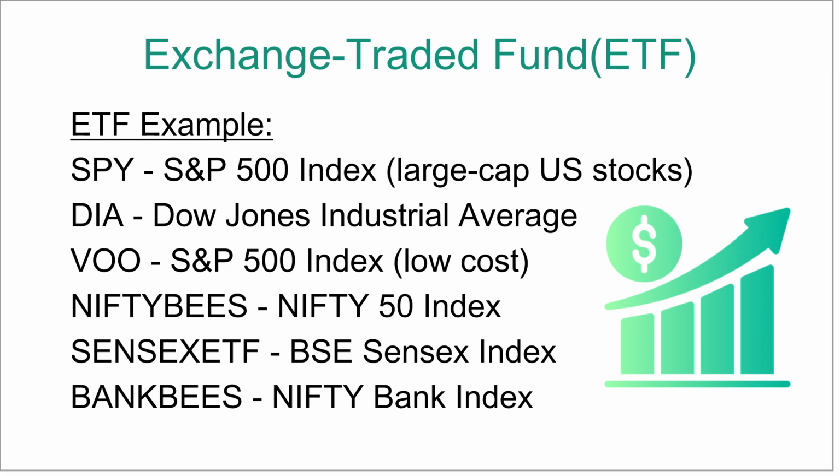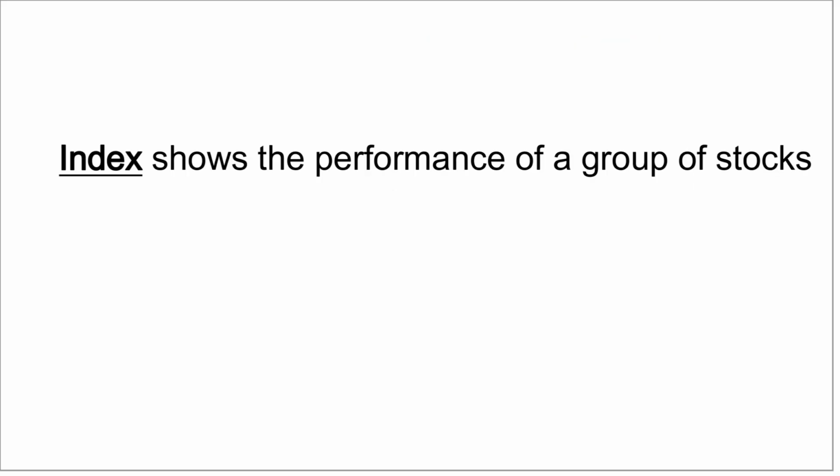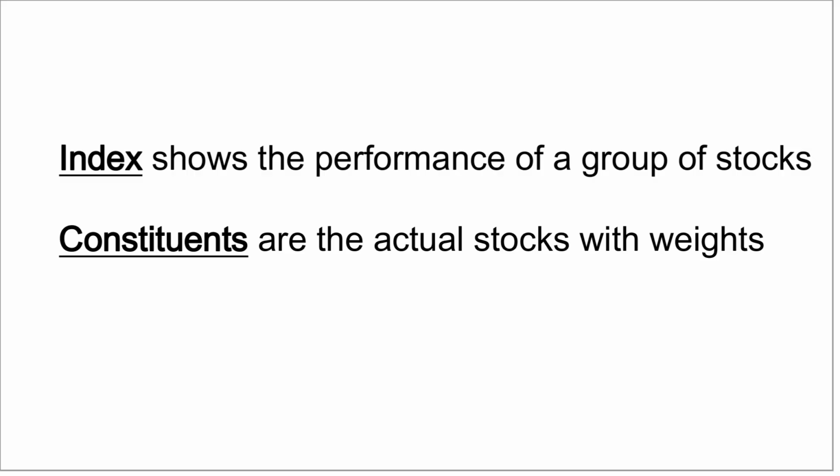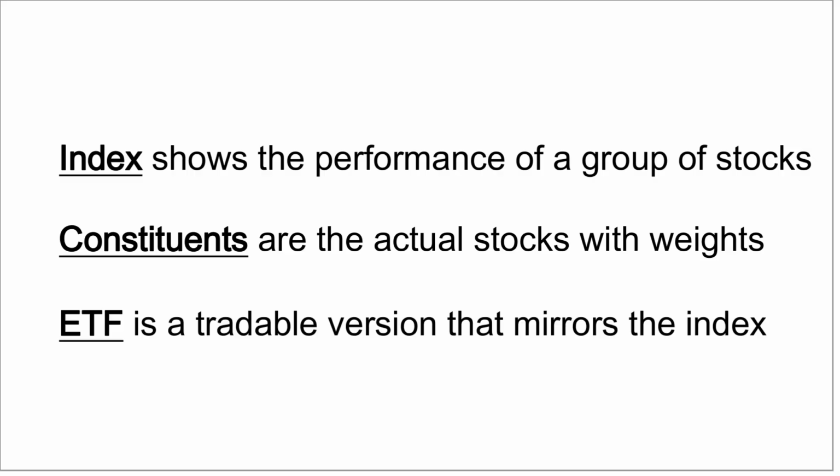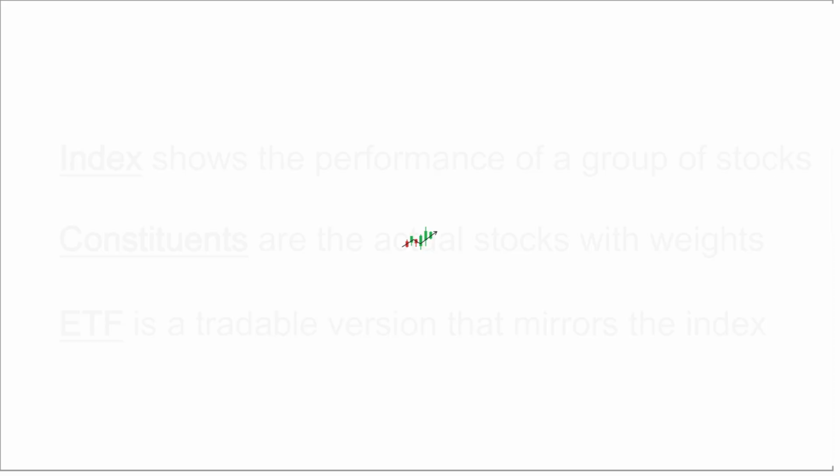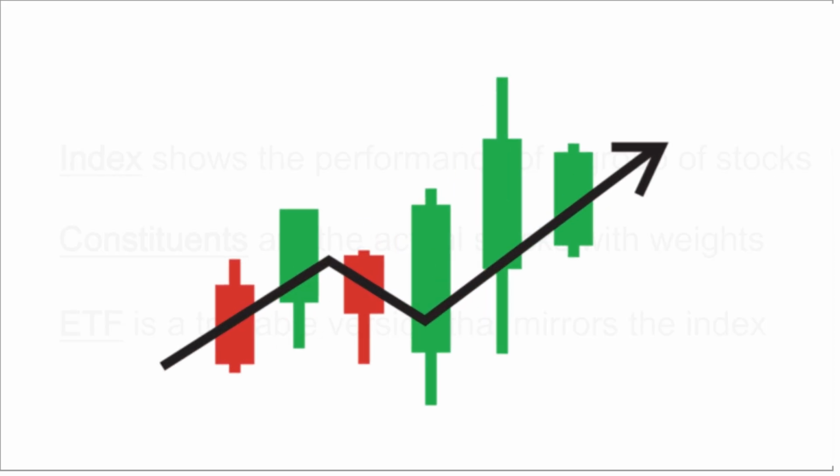So in summary, an index shows the performance of a group of stocks. The constituents are the actual stocks with weights, and the ETF is a tradable version that mirrors the index. So now you understand what an index is, what constituents are, and what an ETF is. Let's see how traders use this relationship to find arbitrage opportunities and make money with index arbitrage.